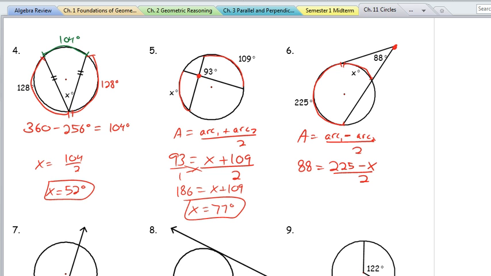Again, same kind of idea. This time, instead of cross multiplying, I'll multiply both sides by 2 so you guys can see it doesn't really matter. So you get 176 equals 225 minus x. Subtract 225 from both sides. And yes, you're going to get a negative, but that's okay, because in our next step, you're going to see you have a negative x, so that just becomes a positive 49 degrees for your arc. So again, you could double check it, 225 minus 49 all over 2, and you'd get back to 88 degrees.